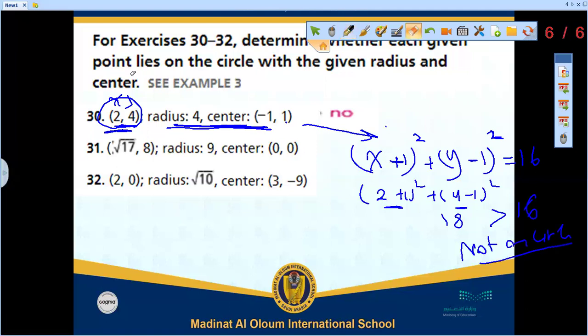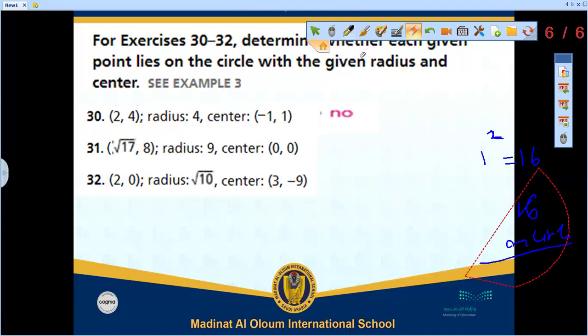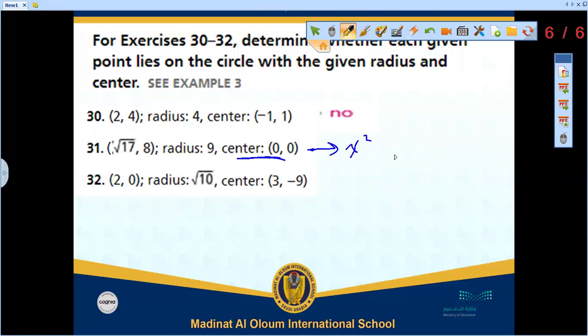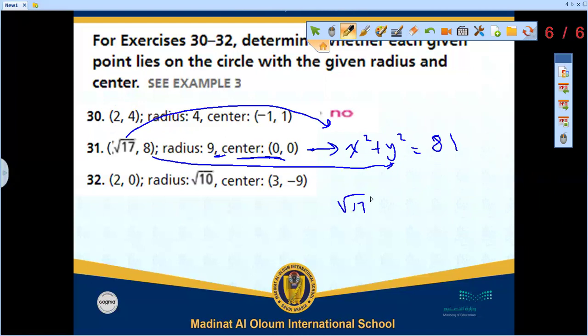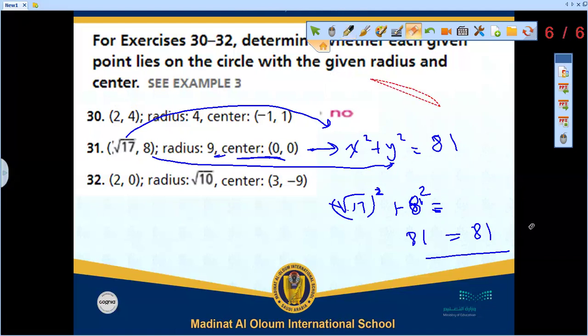Okay, let's do the second one. Here, make the equation. Center is 0, 0. It means x squared plus y squared equal r squared, which is 81. Then replace x and replace y. Replace x with radical 17 squared. Replace y with 8 squared. This one equals 17, and 8 squared is 64. It's 81. 81 equal to 81. It means the point lies on the circle. The last one.